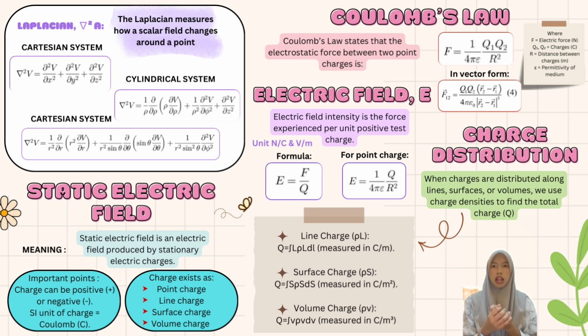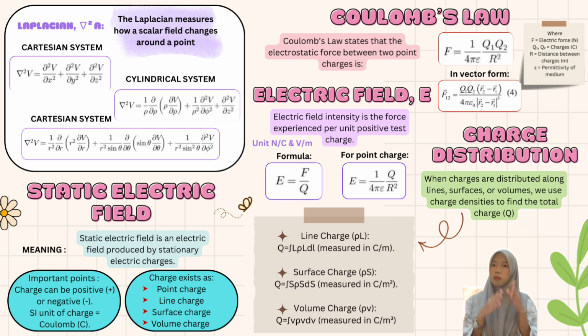Next I will explain the static electric field. A static electric field is an electric field produced by stationary electric charge. Electric charge can be positive and also negative, and the SI unit is the coulomb. Moving on to Coulomb's law. This law explains the electrostatic force between two point charges.